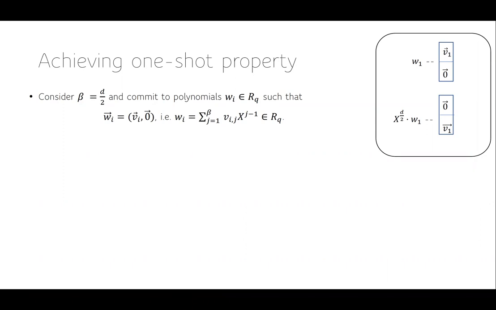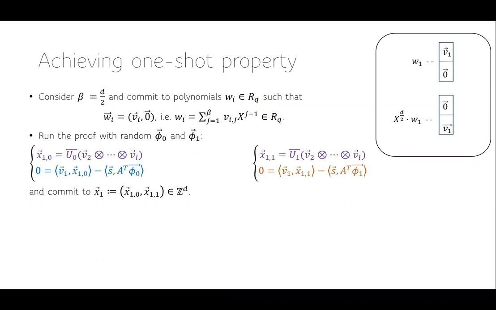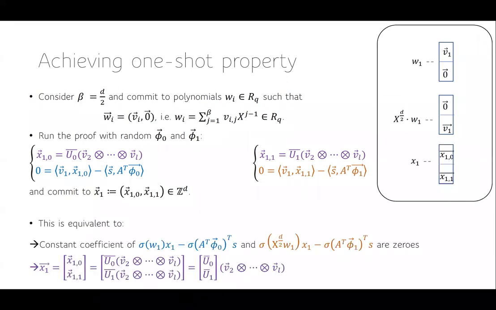And the nice thing, which we will use, is that if I multiply W1 of X by X to the d/2, then the second part will shift to the first part, but with the minus, but it's still zero. And then the top part will move to the bottom part, so it will be V1. Okay, so let me just run the proof with two random vectors, phi 0 and phi 1. And I will end up with these two systems of equations. I will also commit to X1, which now contains X1 0 and X1 1.